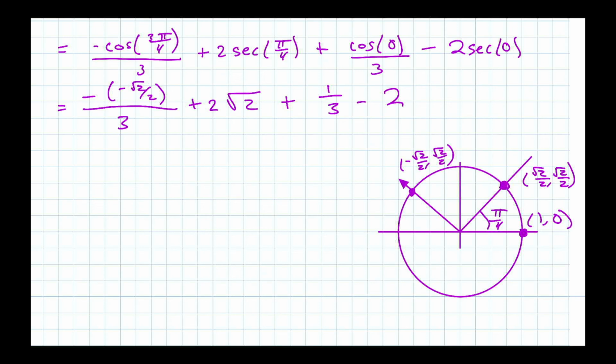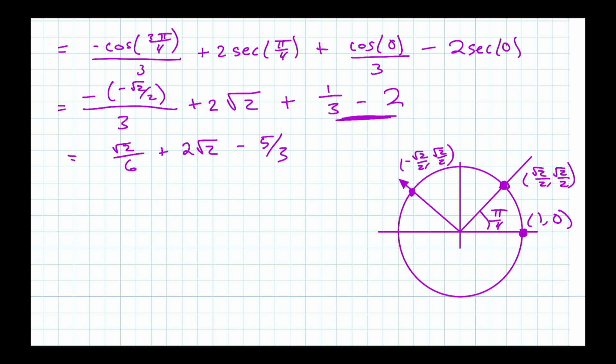All right. So we got, what do we have? Square root 2 over 2 over 3. That's square root 2 over 6. Negative, negative cancels out, so it's positive. Plus 2 square root 2. Can we add these? What's 1/3 minus 2? It's negative 5/3. I'll just add this right now. Minus 5/3.